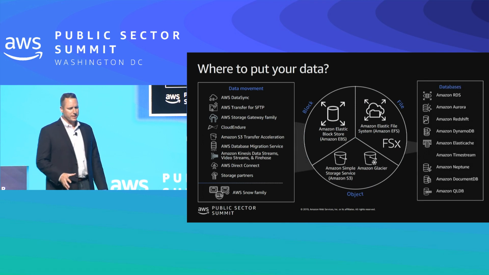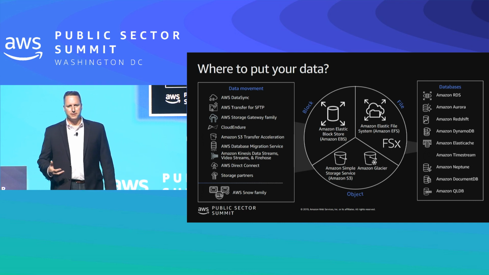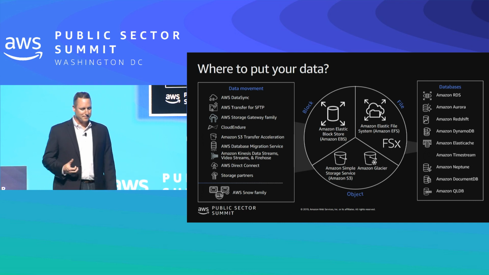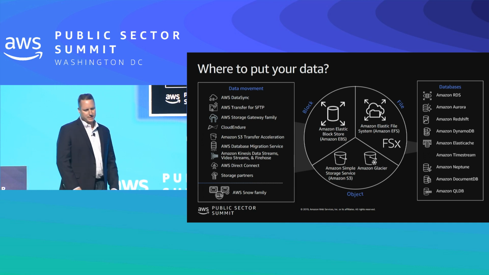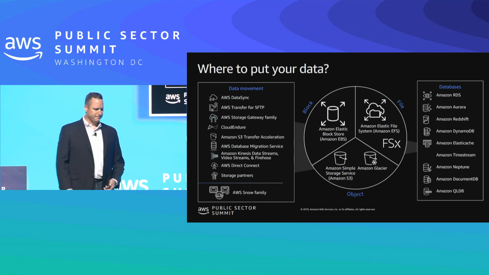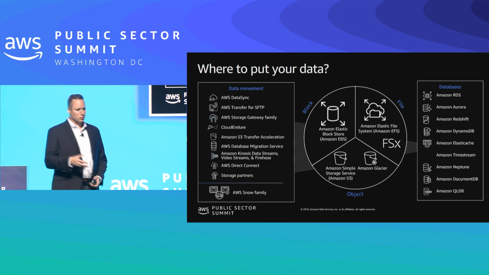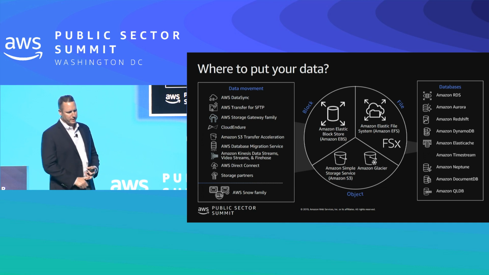As far as the where to put your data, there's over 160 services on AWS to answer that question. We're not going to go through them all today, right? But I'd be remiss if I didn't mention databases like RDS and Aurora and Redshift and Dynamo and on and on and on. Also, on the storage side, we have products like DataSync and Transfer for SFTP and Storage Gateway.